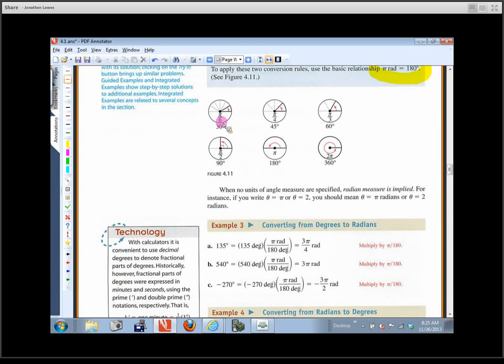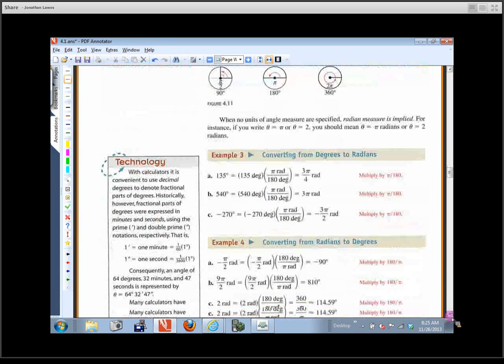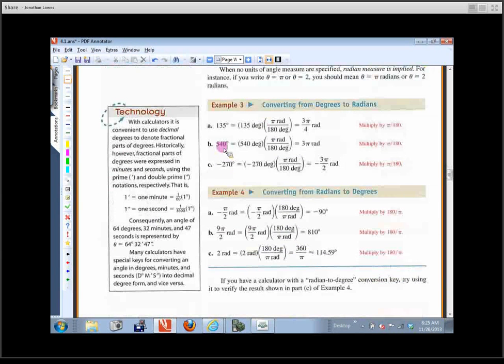Okay? Again, these are going to come up over and over and over again. We want to make sure that we've got these down. It goes through several conversions from degrees to radians and radians to degrees. Okay? Most of these are fairly nice angles. You can tell that that one's not very much that way.